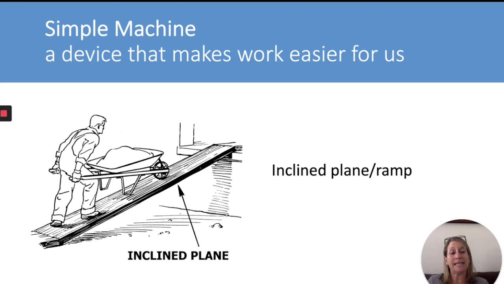Walking it up the ramp, it takes him longer to get there, but it's easier. It needs less force, even though it's going to take longer. So that's one simple machine. Hopefully in your chain reaction machine, you will have a ramp because the ramps are the easiest thing to use.